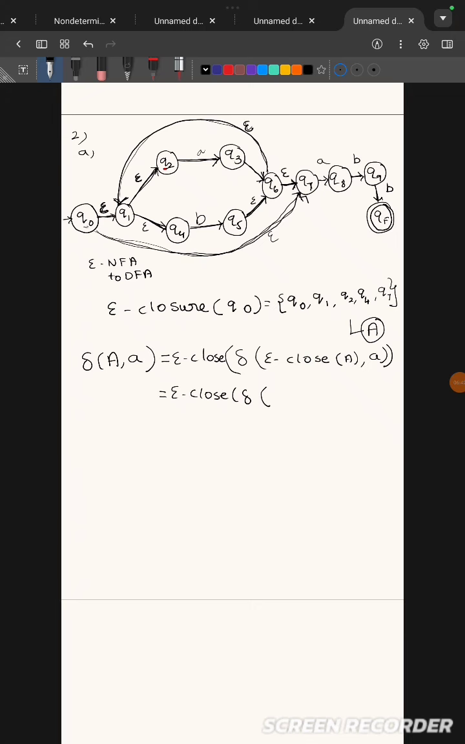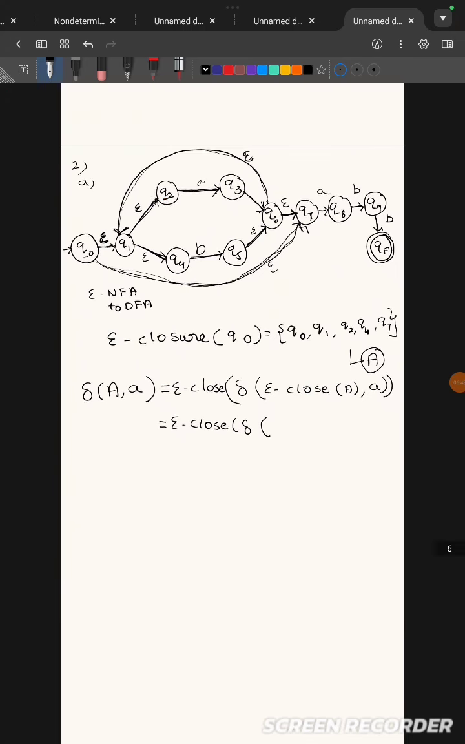Now we have to find the epsilon closure of Q0. If I find the epsilon closure of Q0, I will get Q0, Q1, Q2, Q4, Q7. What is the epsilon closure of Q1? If you see, Q1 goes to Q2, Q1 goes to Q4. It's already there in the set. Q4 doesn't have any epsilon transition. Q7 also doesn't have any epsilon transition. So that's it. We will close this one and we have to find it for a.